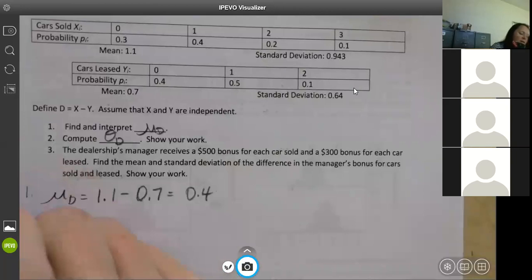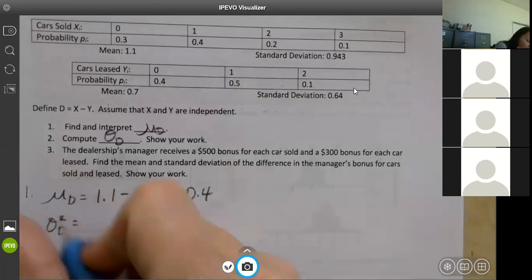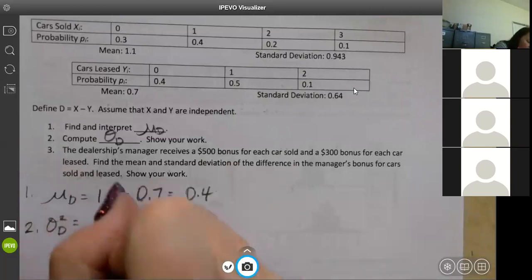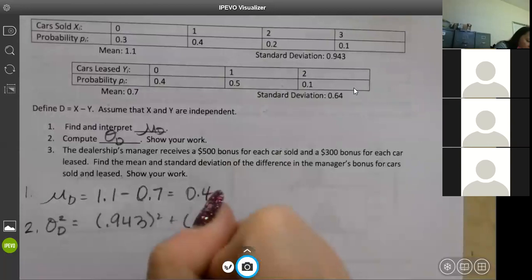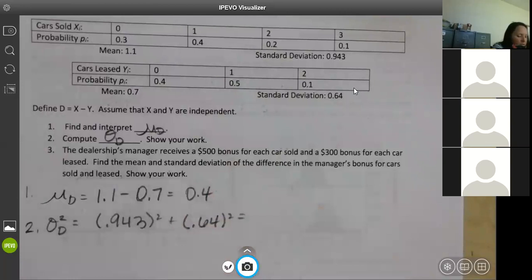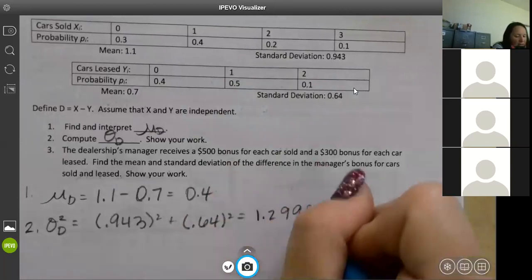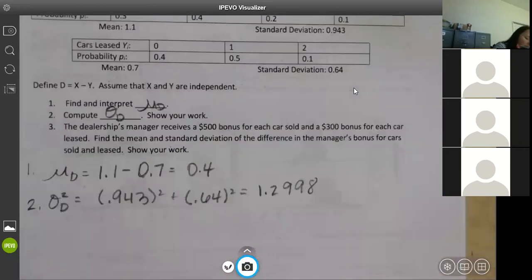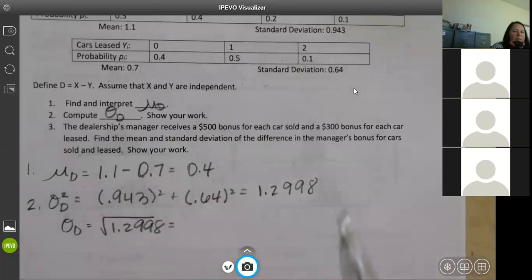Number two, how do we find the standard deviation? What do we have to do first? The variance. So we're going to do 0.943 squared plus 0.64 squared, and it's going to be the same thing as we found earlier, which was 1.2998. And then to find the standard deviation, we take the square root. Why didn't you multiply those by the mean that time? You don't multiply them by the mean. We're not doing the bonus yet. You're thinking about the bonus problem.